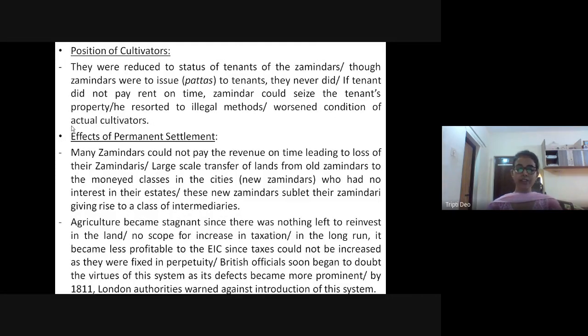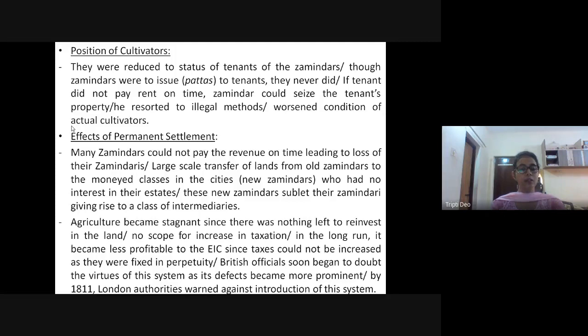Yeah. So one of the major impacts on the position of cultivators because of the permanent settlement system was that they were reduced to the status of tenants of the zamindars. Because the zamindar was made the owner of the land, the person who was tilling the land, the peasant, was no more owning his own land. He was made, in fact, the tenant, and the land was now with the zamindar. So those zamindars were to issue pattas to the tenants. They never did. And that patta was that ye krishi ya ye peasant itna tax permanently zamindar ko dega. Ye patta zamindar ko, peasants ko issue karna tha, tenants ko issue karna tha, but he never did that.